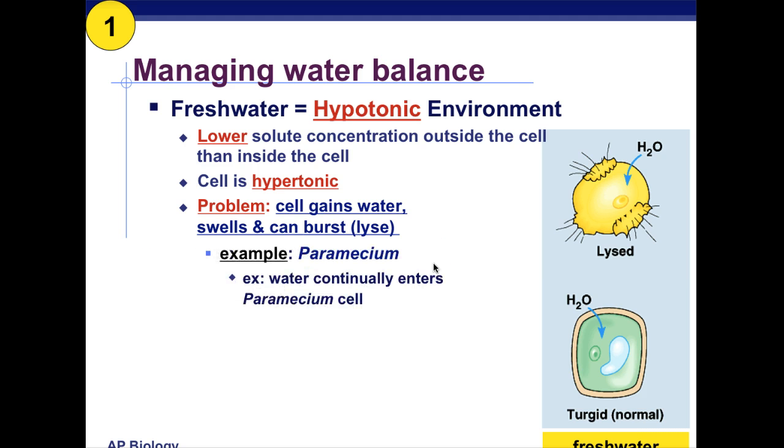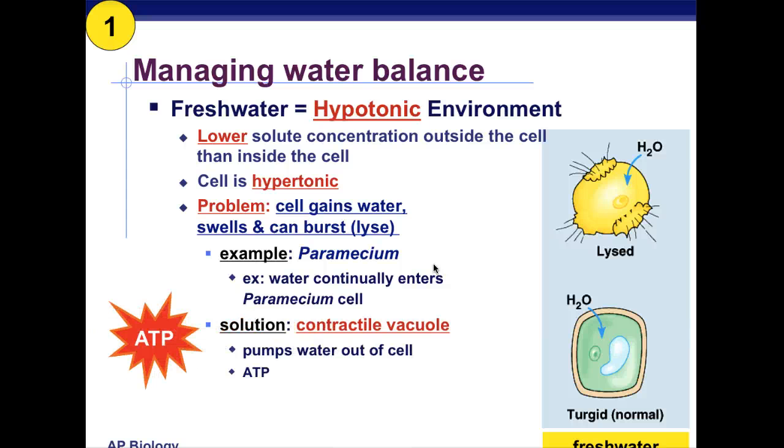An example of this is a little single-celled organism called a paramecium. Paramecium live in a freshwater environment, and the paramecium's inside is more concentrated than the environment outside, so water is constantly moving into the paramecium. The solution that the paramecium has is something called a contractile vacuole that quite literally pumps the water out of the cell as it starts to enter, and I'll show you what that looks like in just a moment.